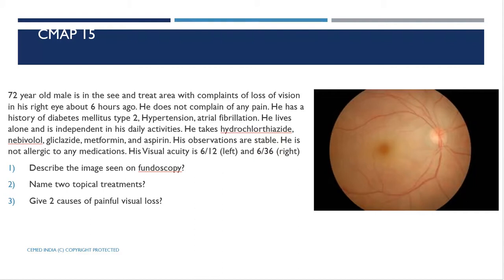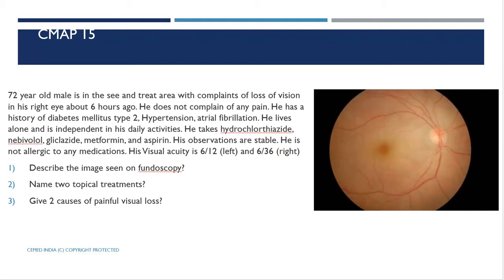Okay, describe the image seen on fundoscopy. See what you write. Write what you see. So you see a pale optic disc and you see a cherry red spot. So that's the 2 points. Topical treatments: massage the globe and topical timolol.